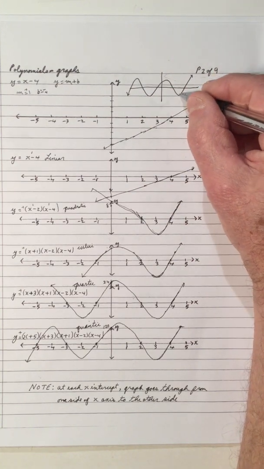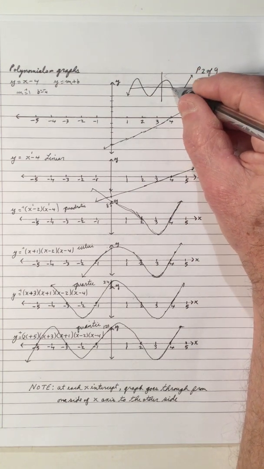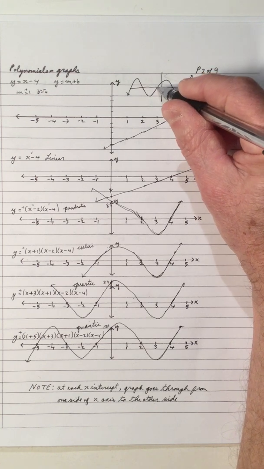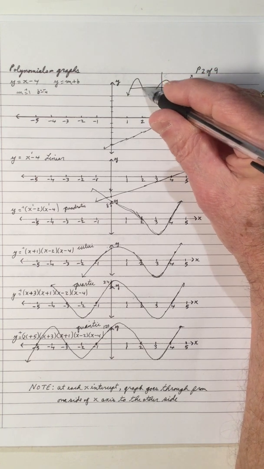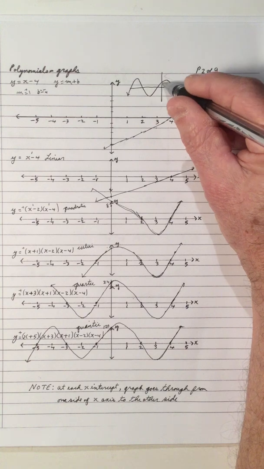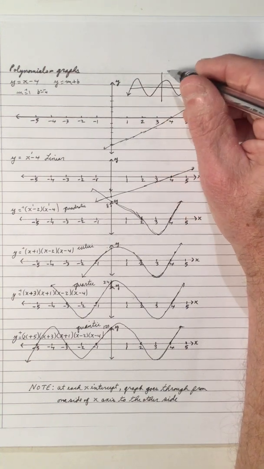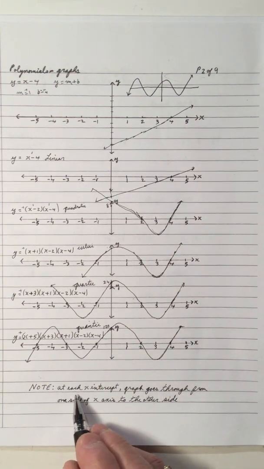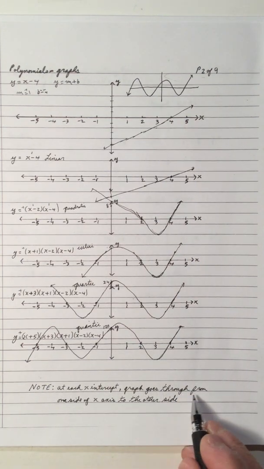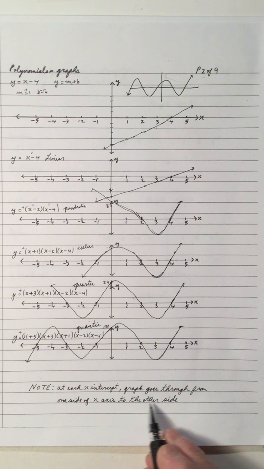So again, that's a linear. This one right here is a quadratic. This part here is a cubic. This whole part here is a quartic. And then if you bend again, you get a quintic, degree 5. Note, at each x-intercept, the graph goes through from one side of the x-axis to the other.